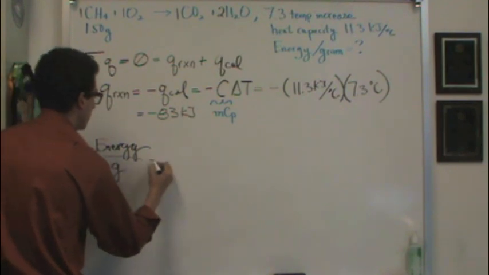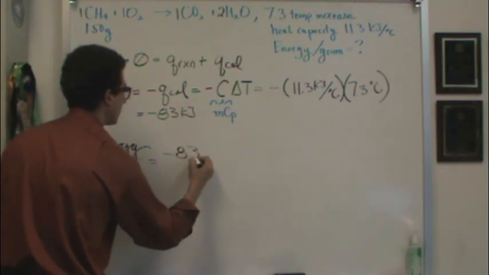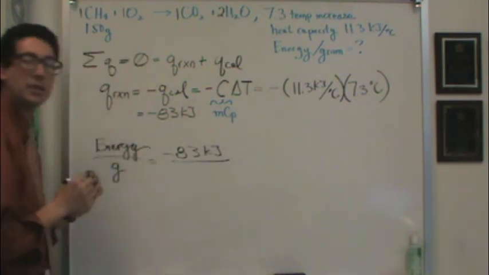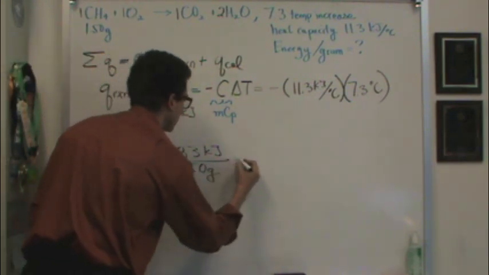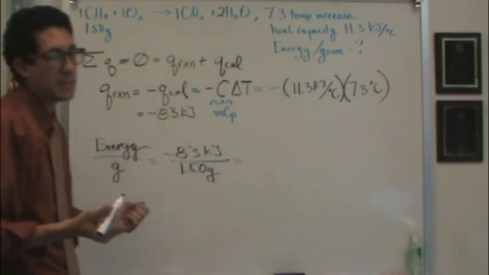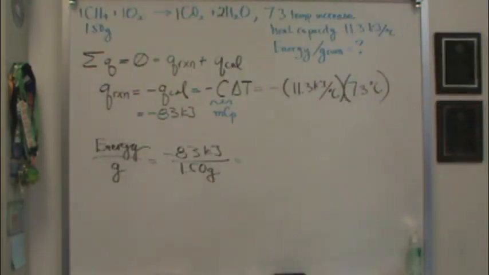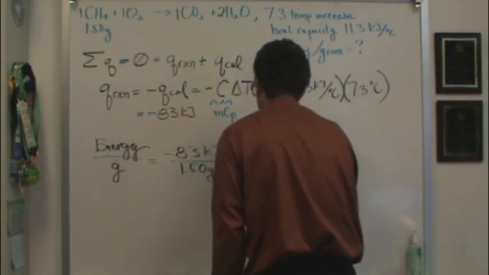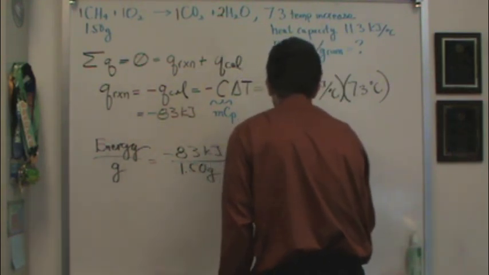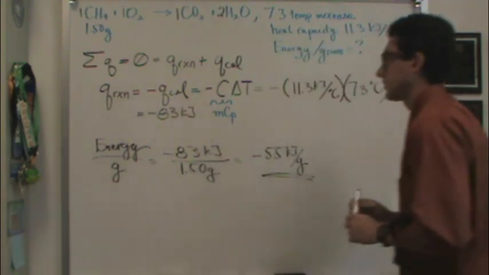Per gram is equal to minus 83 kilojoules, and then I divide that by the mass, 1.50 grams. That's the mass given of the methane, so that's how much is reacting to cause this kind of energy, and you're going to get minus 55 kilojoules per gram. That's your answer.